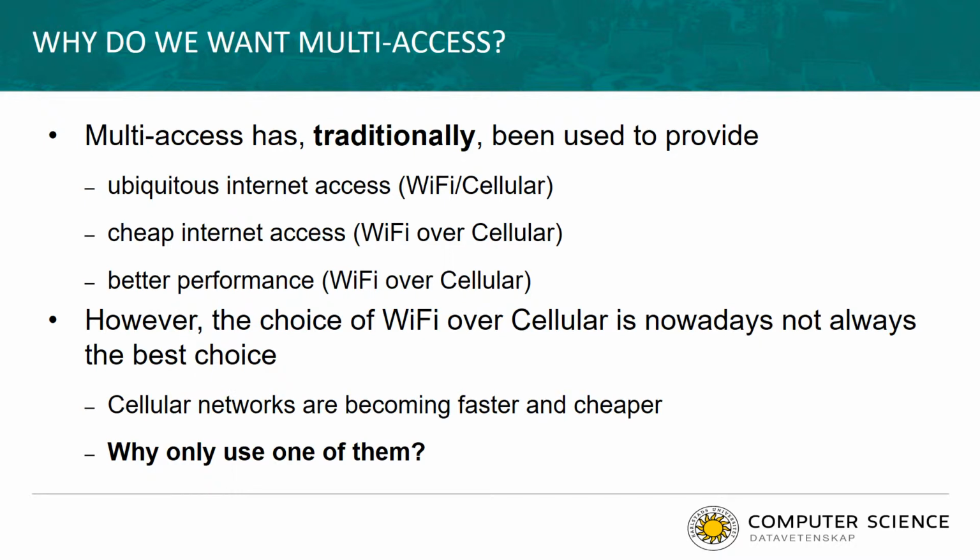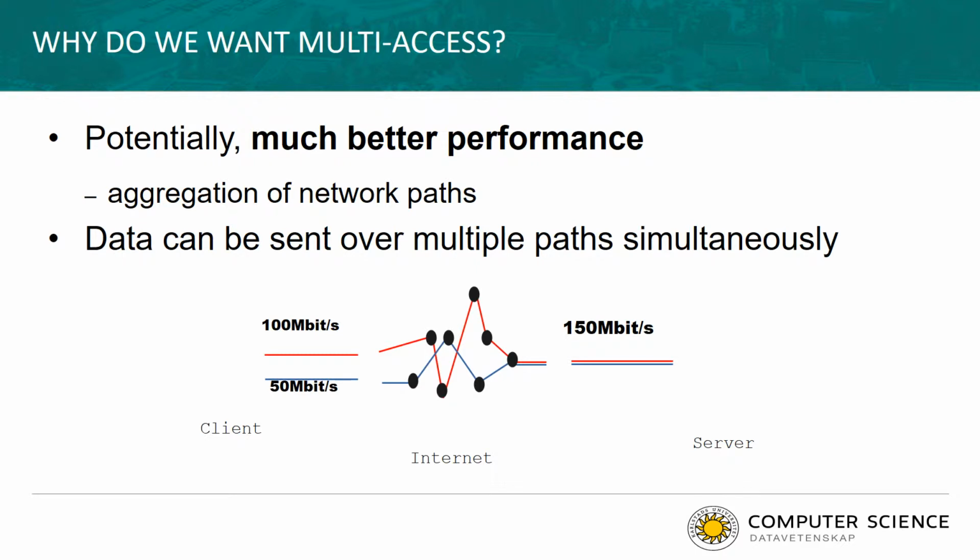Sometimes our cellular network connection is faster and more stable than our Wi-Fi connection. But if we have two possibilities to communicate over two interfaces, why only use one of them at a time? We may also use both of them simultaneously in different ways. And this is what the multi-access solutions provide. And why would we then want to do that? Well, potentially, we can get much better performance this way.